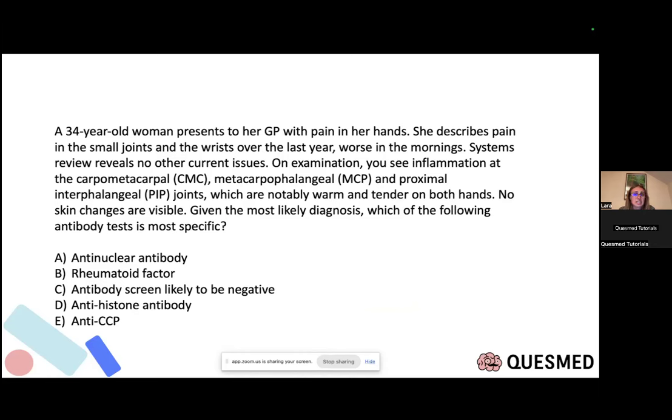I'll read it out because I felt a bit silly last time just sitting here. So this one is, a 34-year-old woman presents to her GP with pain in her hands. She describes pain in the small joints and the wrists over the last year, worse in the mornings. Systems review reveals no other current issues. On examination, you see inflammation at the CMC, MCP, and PIP joints, which are notably warm and tender on both hands. No skin changes are visible. Given the most likely diagnosis, which of the following antibody tests is most specific? Your ANA, your rheumatoid factor, antibody screen is likely to be negative, antihistone antibody, or anti-CCP.